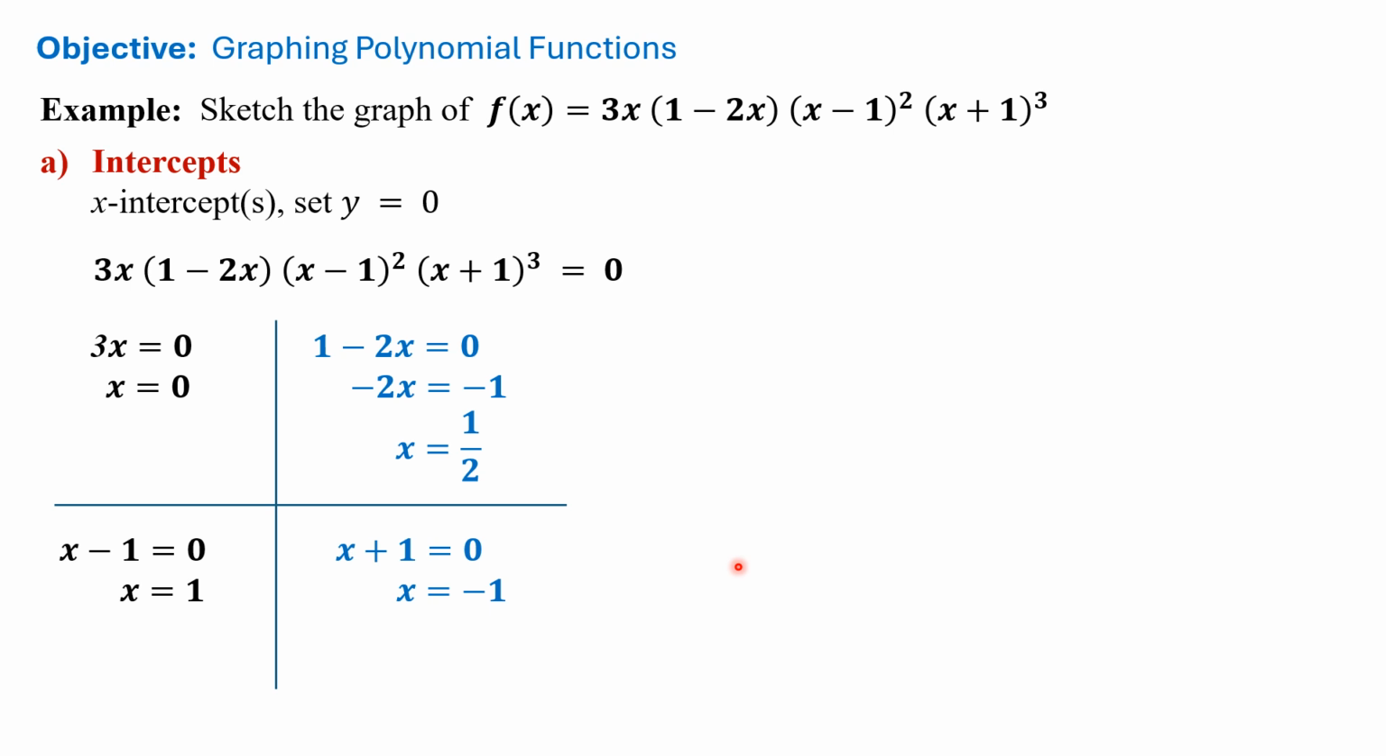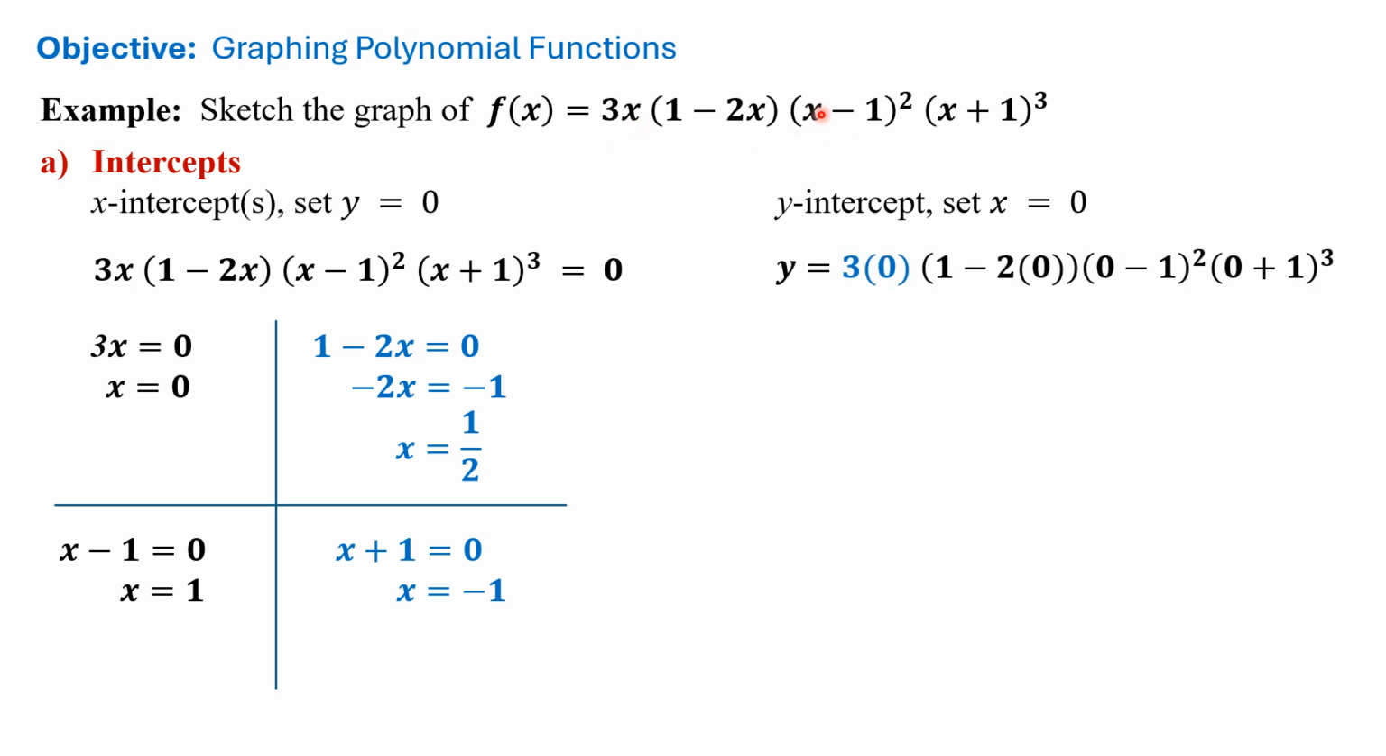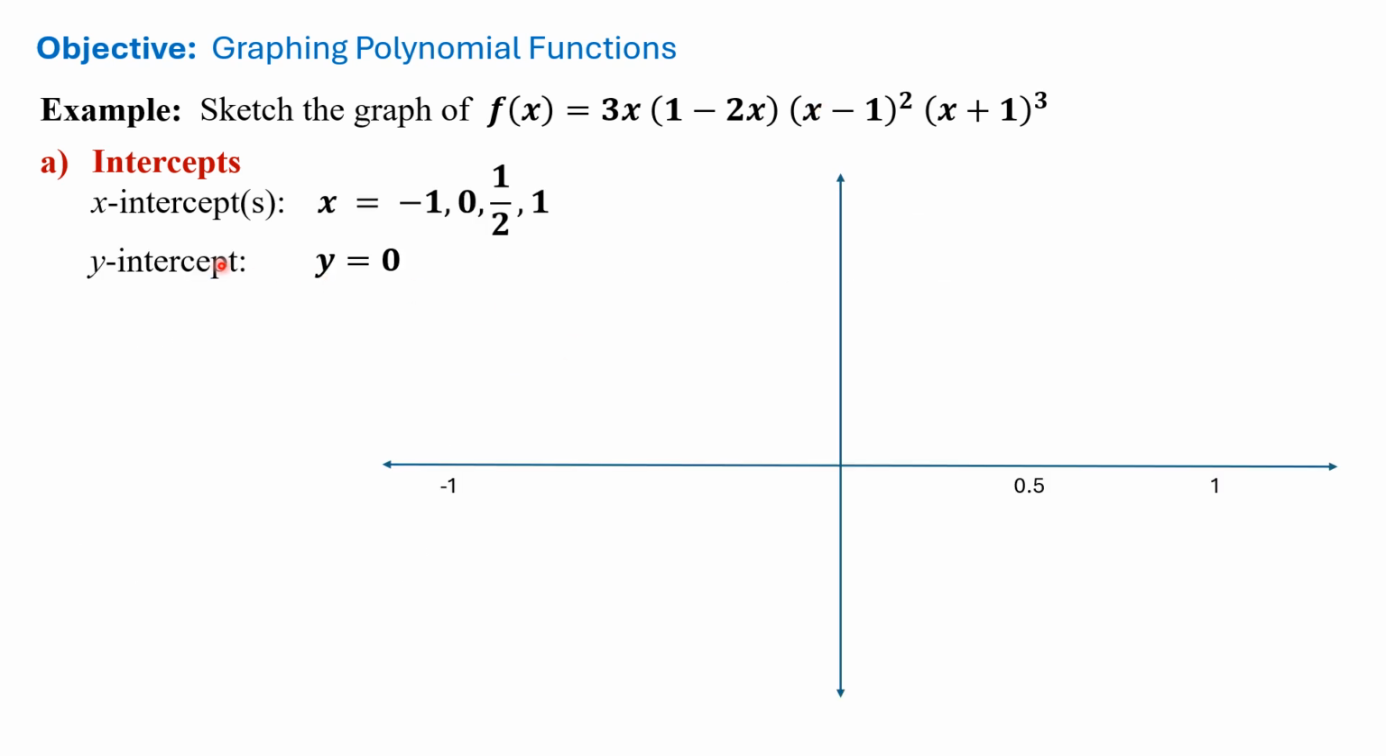Let us proceed in finding the y-intercept by setting x equal to 0. If we place 0 in x here, we know that 0 times any number, we will get 0. So that's why the y-intercept is equal to 0. Now to summarize, the x-intercepts are negative 1, 0, 1/2, and 1, and this is how you will plot the x-intercepts. And for the y-intercept, y is equal to 0. So there's only one y-intercept. So that's how you will put the x-intercepts and y-intercept in the graph.